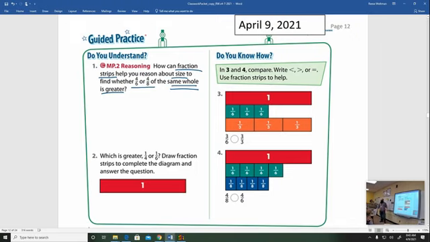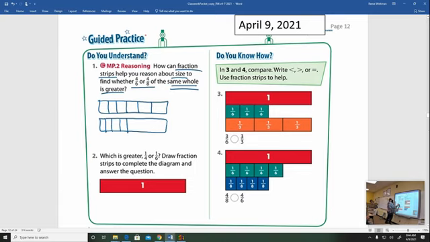Ian? We can take a whole fraction strip and cut it up. That's right. We can take a whole fraction strip. We can take two of them. Right? And we can cut up 1 into 6 and 1 into 8, right? And then we can color them in.